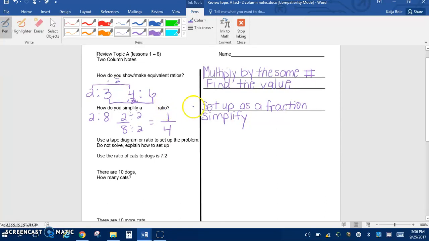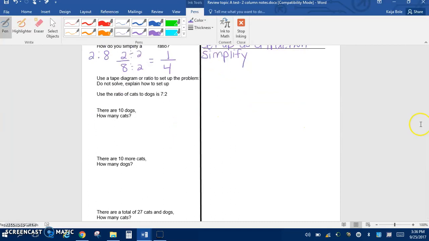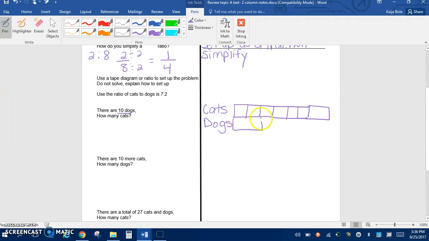The next few parts here are about tape diagrams. It says use a tape diagram or ratio to set up the problem. We're not going to solve, we're just going to set it up. The ratio of cats to dogs is 7 to 2. First, there are 10 dogs, and it asks us how many cats. In our tape diagram, we would have cats and dogs, and the ratio is 7 to 2, so cats would have 7 boxes and dogs would have 2.